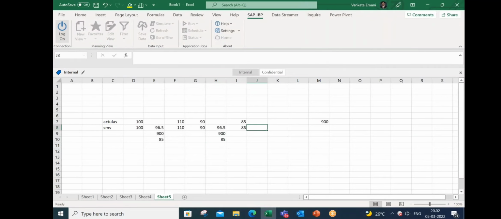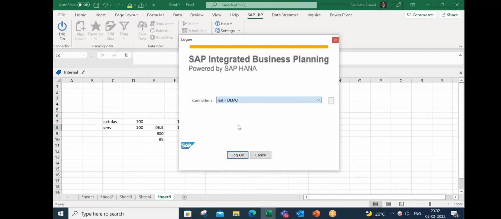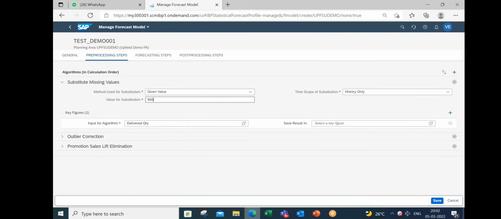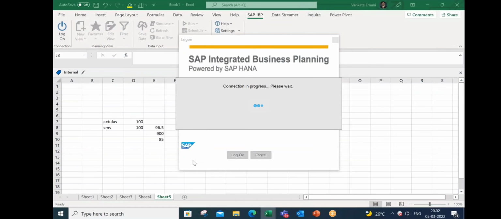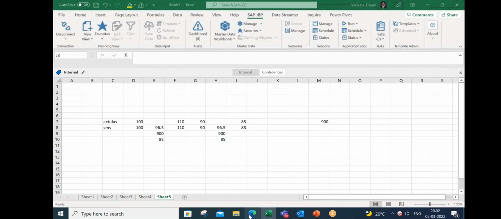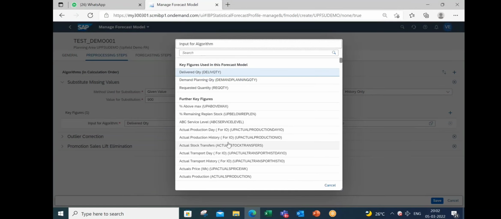Let me load our IBP history. We intentionally created some missing values, if you remember. Those get replaced with 900 now. Let us see that while we run the history. And what is the input for the algorithm? What is the input key figure? The actuals quantity key figure is our history key figure, so I need to select my actuals quantity key figure.